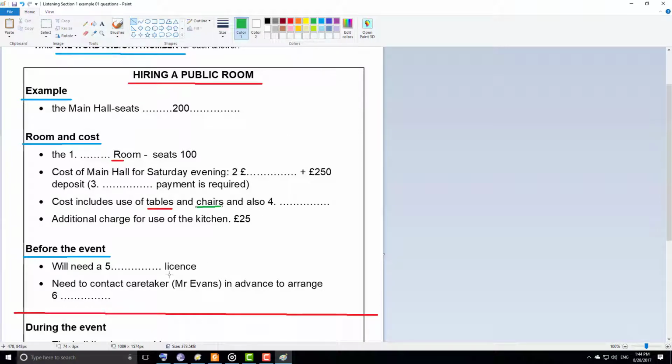So here, where it's really difficult to figure out what to predict, just take license and, for example, arrange as keywords to listen out for.